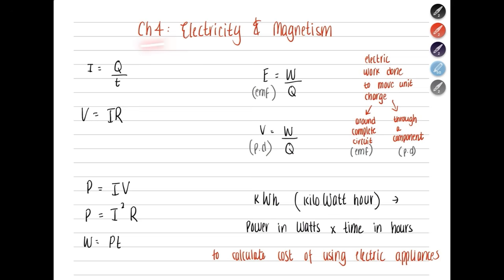Now let's move on to electricity and magnetism. Remember, I, current, equals charge over time. So electric current is basically the charge passing a point per unit time. I has the unit of amperes, Q has the unit of coulombs. Then V equals IR, that's Ohm's law. And then we say that the voltage is constant. That shows that current and resistance are inversely proportional to each other, and so on.